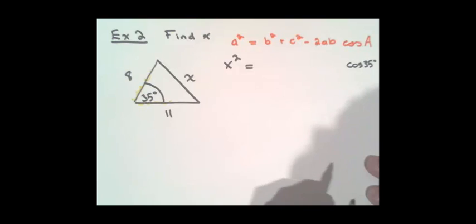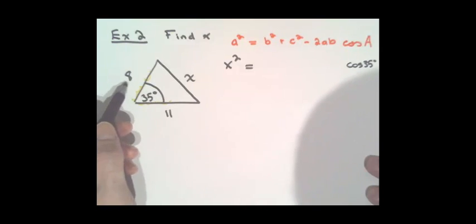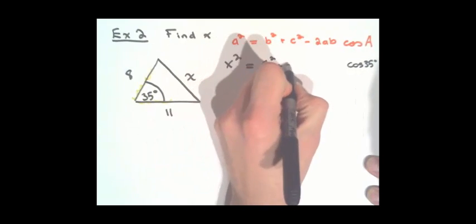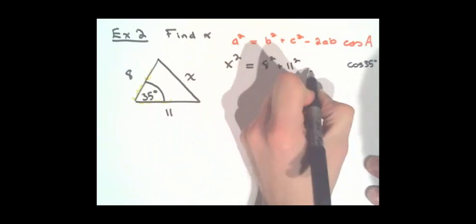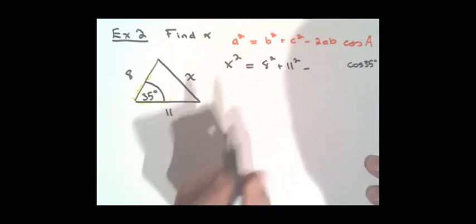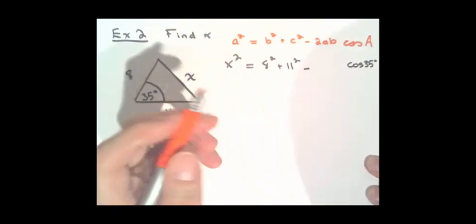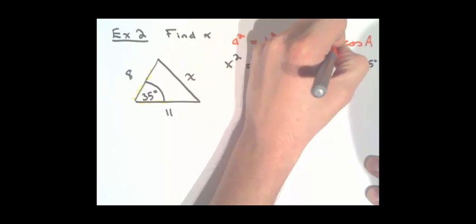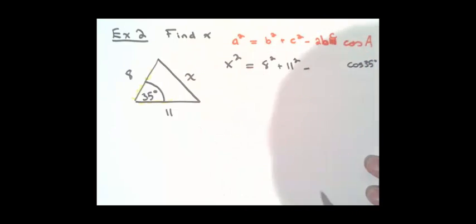Then they go in any way you want, and I just sort of go left to right. So there's 8. So 8 can be my B, which makes 11 my C. And, okay, notice I made a little mistake in the formula. This should have been 2BC. But that's why I say the formula doesn't really matter. It's the understanding of how the numbers go into it.